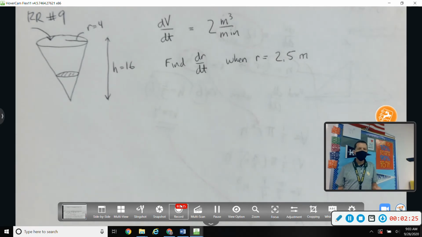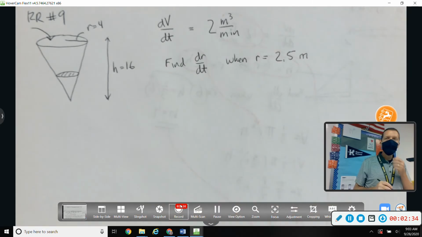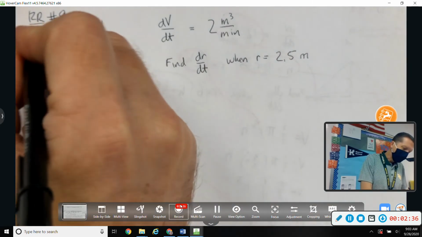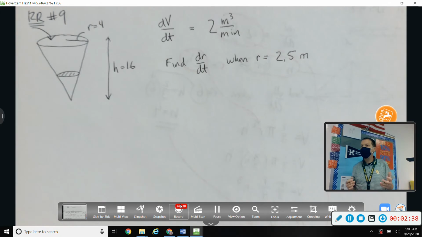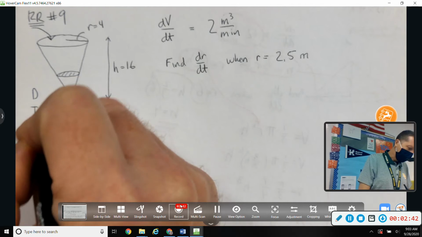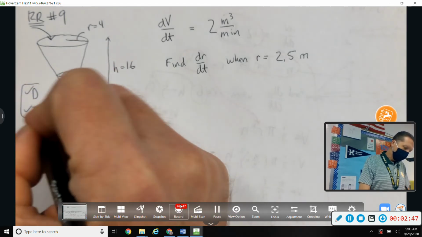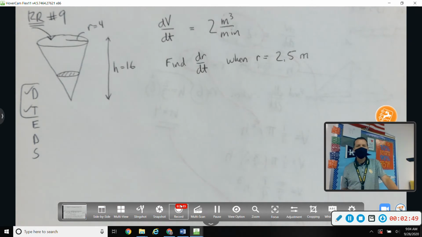All right, so we're pouring water in. Our tank or our cup, the little snow cone cup, is filling up. So that means H is getting bigger, R is getting bigger, volume's getting bigger. So that's why it's called related rates. All those rates are related to one another. If we want to back up and think about DTEDs, draw it, translate it. Those usually go together. Got those.